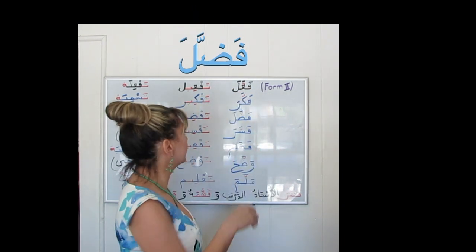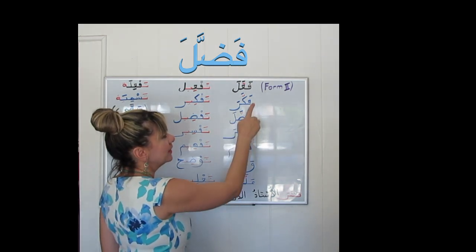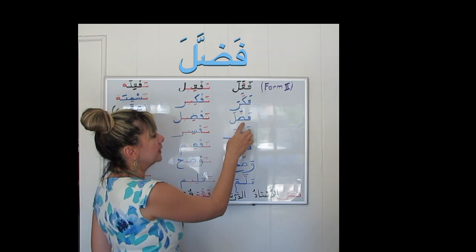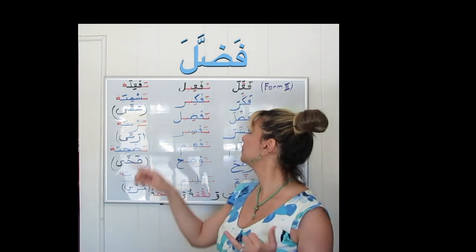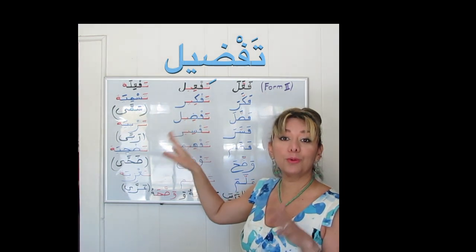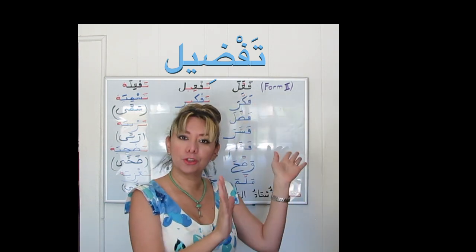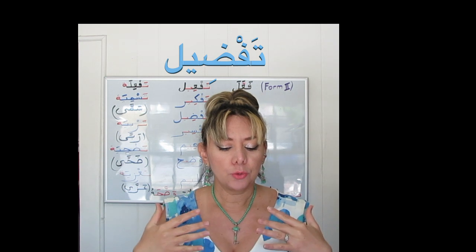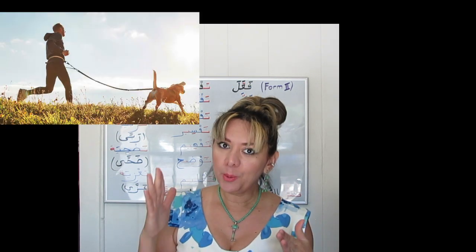فضل, فاء, ضاد, لام. And this starts with the same letter, it's just a coincidence. فضل. Then what is the verbal noun? You have the فاء, ضاد, لام. تفضيل. You have just to follow the pattern. Just memorize your patterns, what works for each verb form. So فضل is to prefer, to favor something over something else. فضل, again, هو, he.